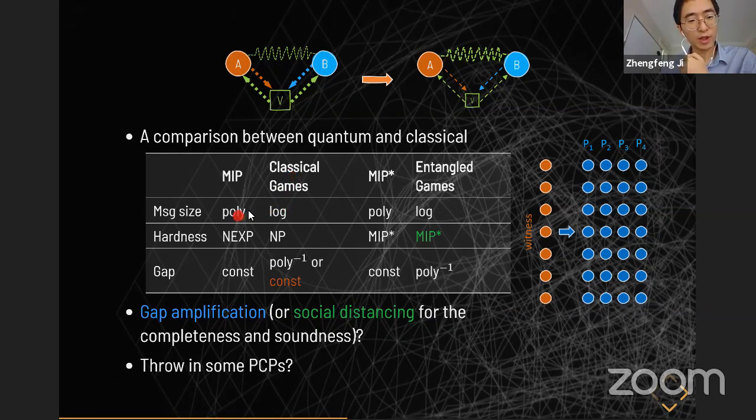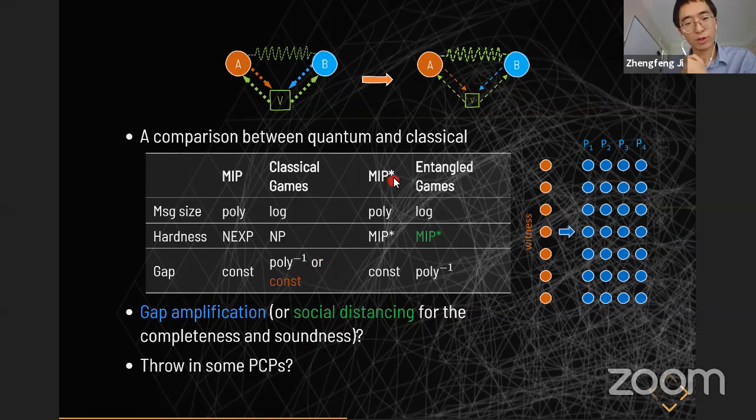Then the message size is especially small, and the complexity goes down from NEXP to MIP. And the gap for the MIP is, of course, constant. The gap for the games, trivially, is inverse polynomial, but by the PCP theorem, it can also be a constant.